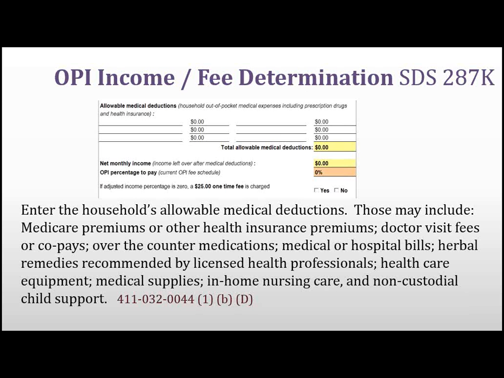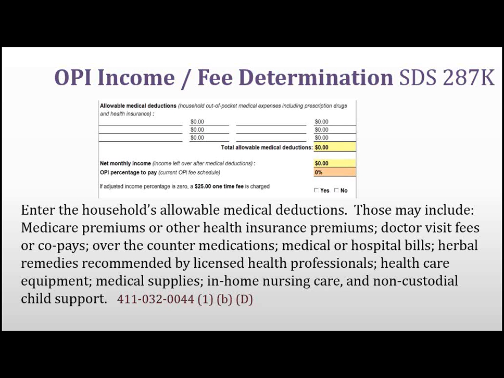The fee determination allows us to deduct. We look ultimately at what is their net monthly income. So ultimately, we're looking at all of their income and then their medical deductions. And medical deductions includes our Medicare premiums if those were not already deducted when we put in the Social Security income.